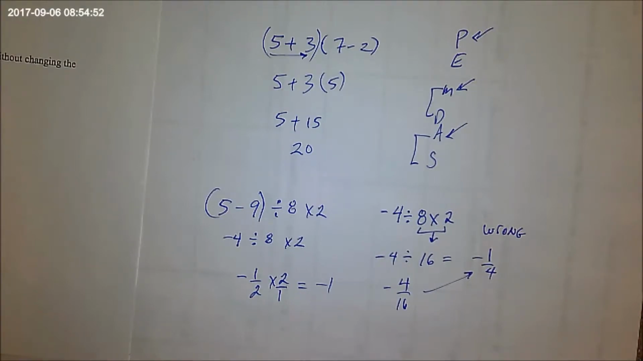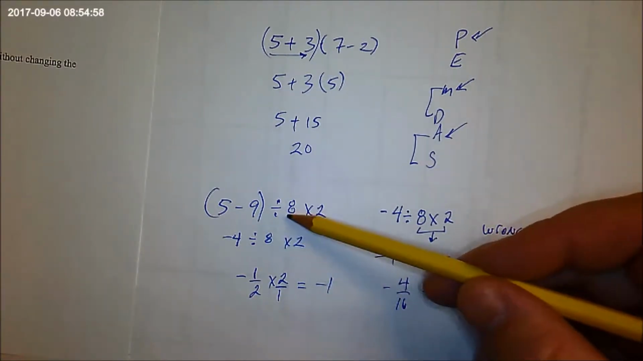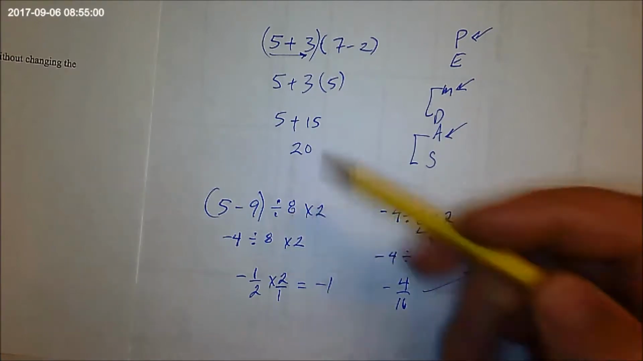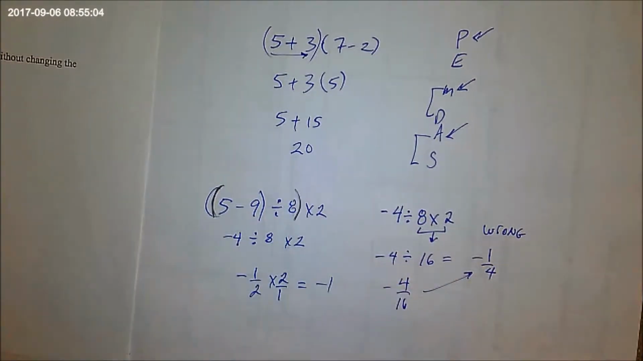Wait, say that a little louder. Like, I put the parentheses around 5, 9, and 8 in one parenthesis, and then I multiplied them. Oh, like all the way here and here? Yeah. Let's see what that would be.